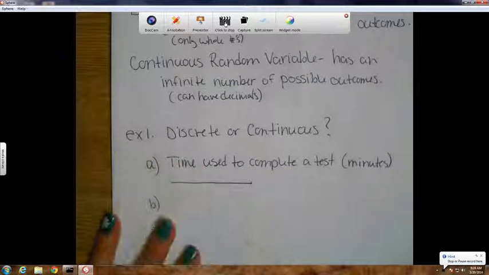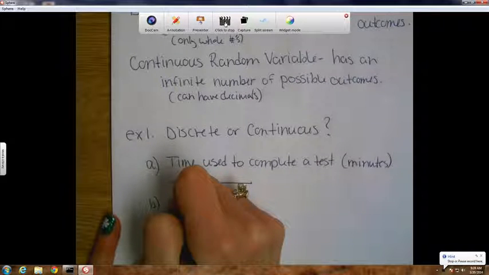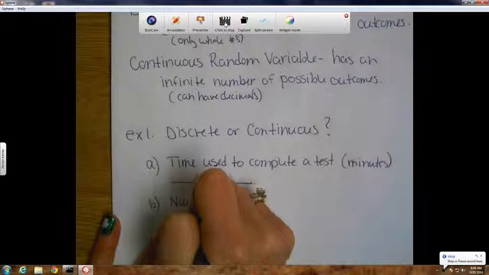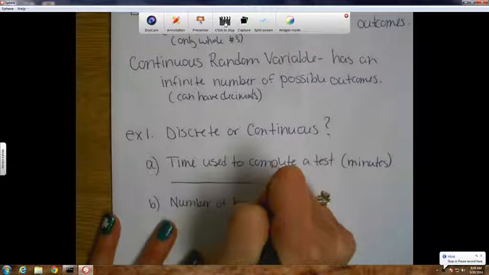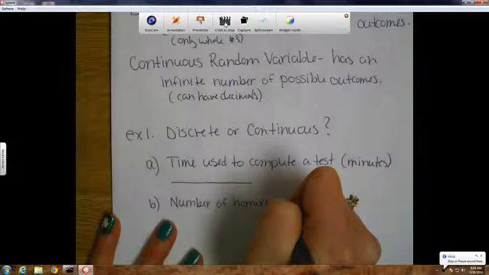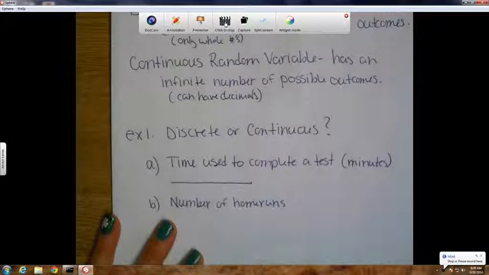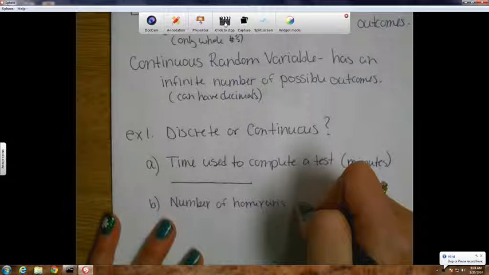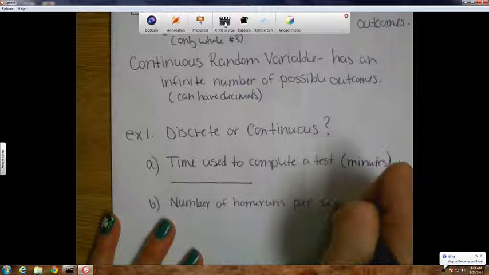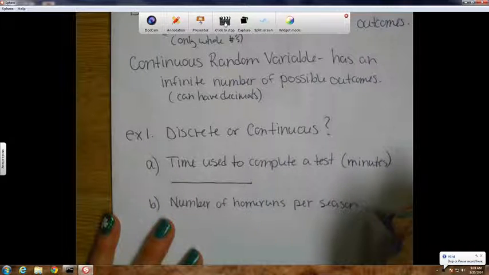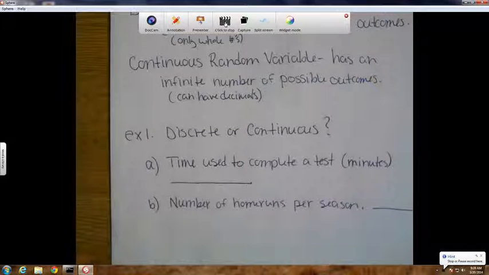And the other one, I'm going to look at the number of home runs in the baseball and softball season. I'll just say per season. And look at what's happened. Those are our two situations.